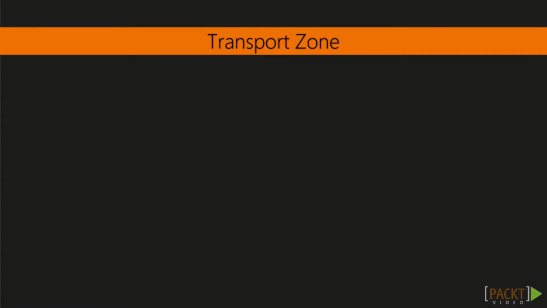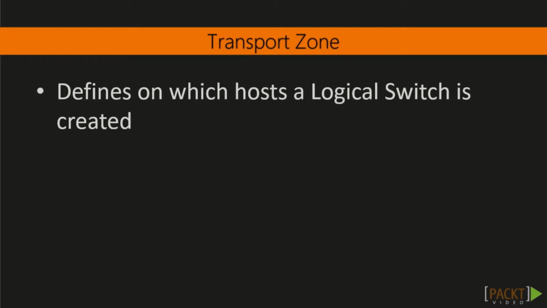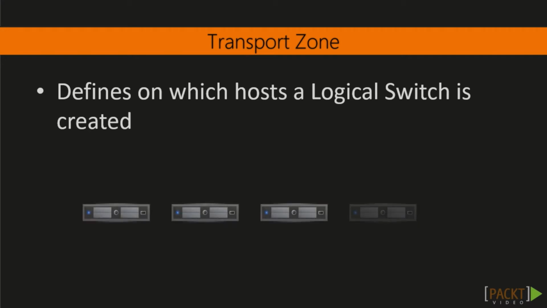The last piece we'd like to cover over here is a construct we call a transport zone. The transport zone defines on which hosts a logical switch is created. That might be interesting if we have licensing or we have a cluster per software or per application. So transport zone makes perfectly sense just to make sure that a VNI might not exist on a host. So we do a short example.